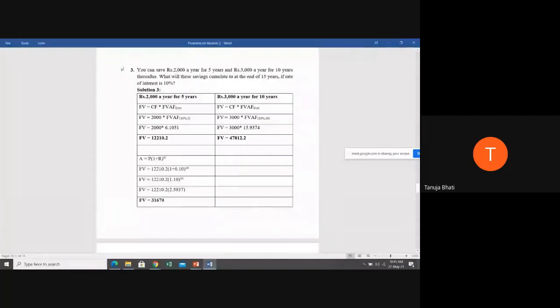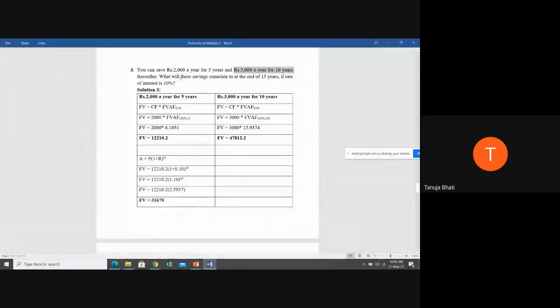Problem number 3. You can save rupees 2000 a year for 5 years and 3000 a year for 10 years thereafter. Thereafter means, students, just remember, for the first 5 years you are saving 2000. Once the 5 years get completed, thereafter you are saving 3000 a year for 10 years.